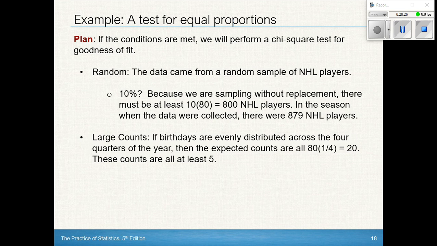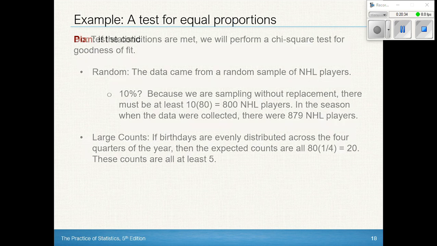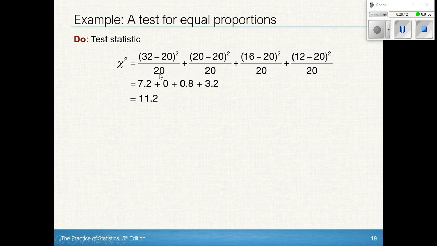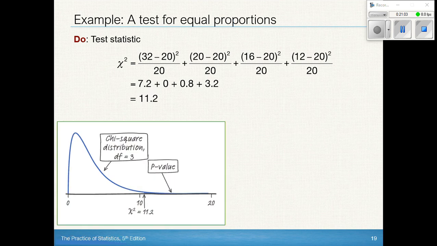Large counts, do you expect at least 5 in each group? Yes, I expect 20 in each group. I expect 20 in each group because I expect the groups to be even, and I got 80 people. So now let's do the test statistic. It's each number minus the expected, squared, divided by the expected. I take these numbers and I add them up and I get 11.2. And again, you can do these in your calculator with lists. This is my chi-squared test statistic. What are the degrees of freedom here? 3. I have 4 categories minus 1. That's 3 degrees of freedom.